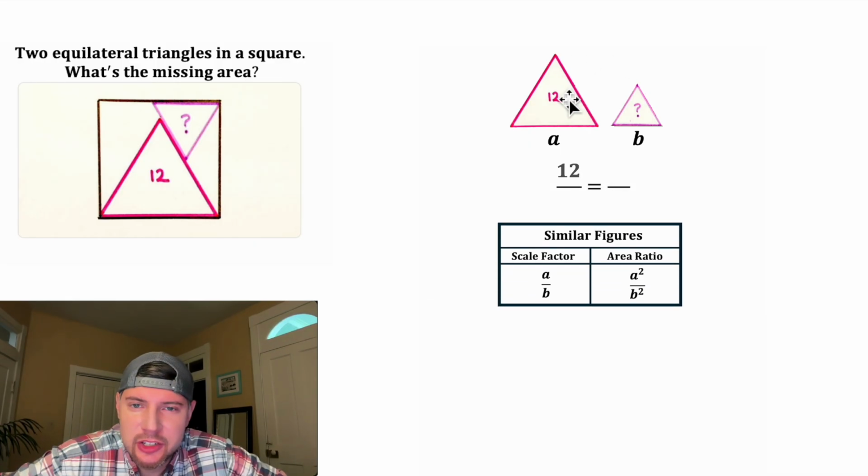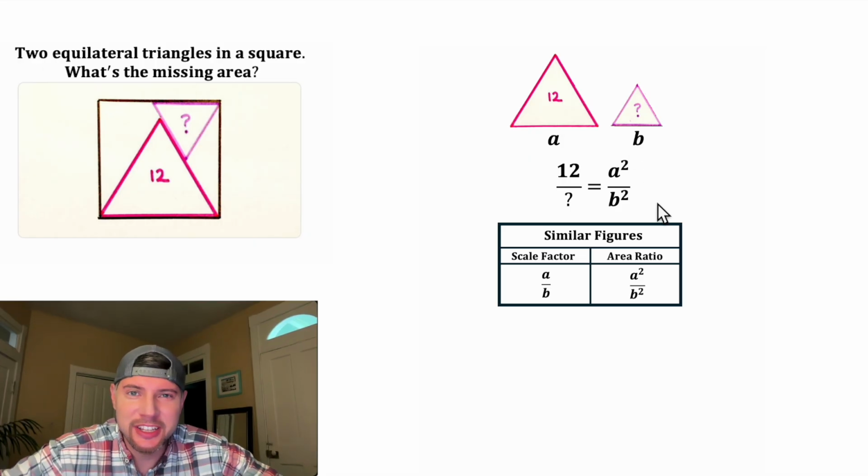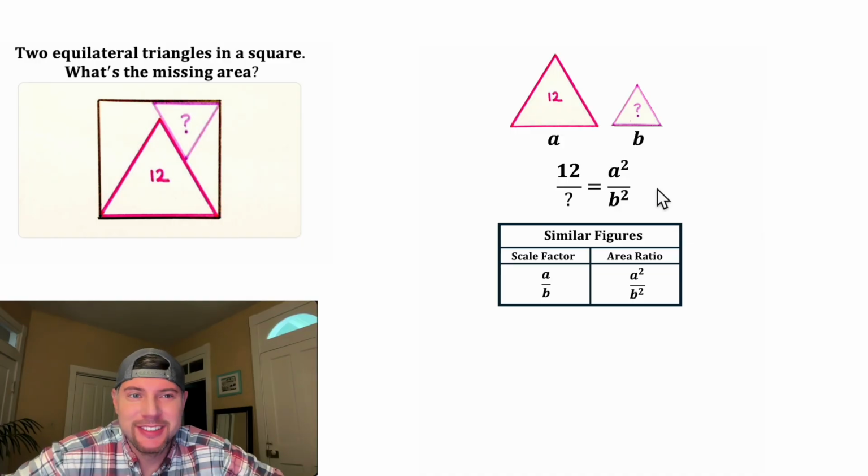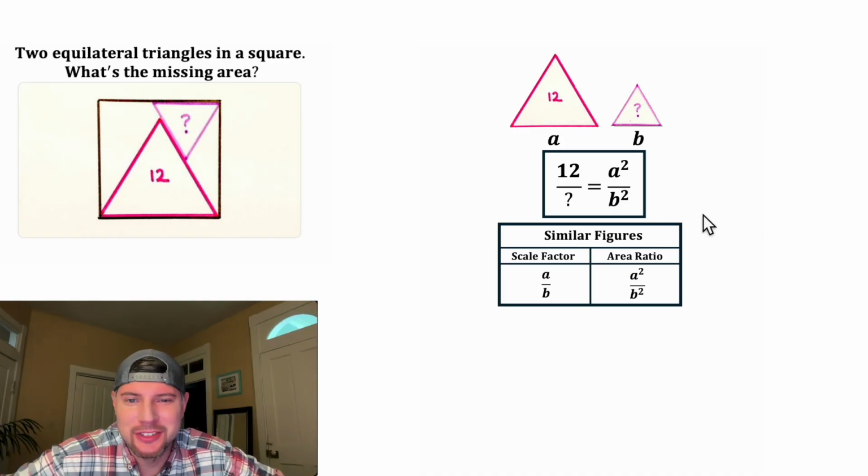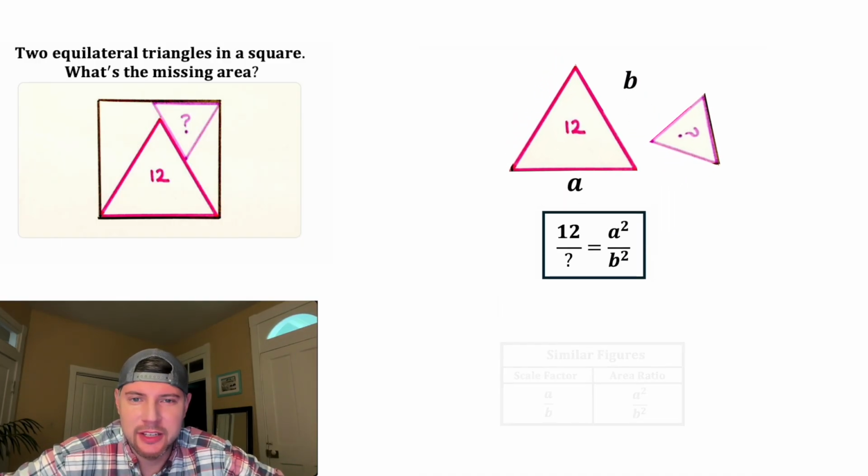It'll be this area 12 over this area question mark equals A squared over B squared. I'm pretty sure we can use this proportion to solve it. In fact, if you're hearing this sentence right now, that means we ended up using this proportion to solve it. So this must be important. Let's put a box around it. Now let's bring ourselves back to here.